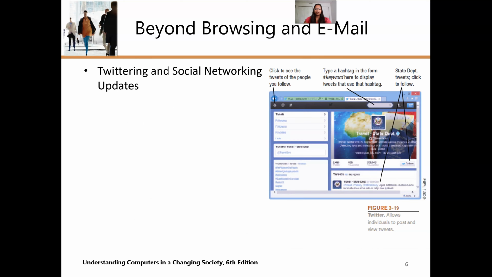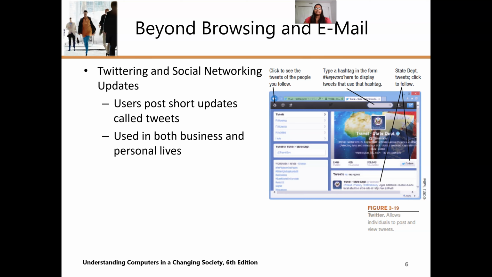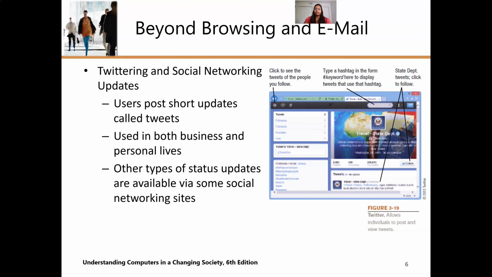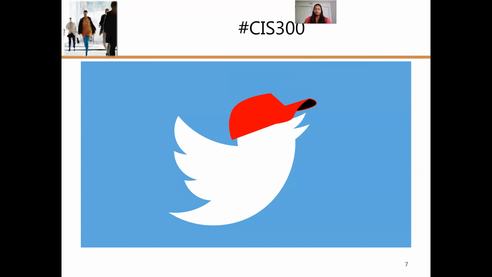Moving on. Twittering and social media updates. Twittering refers to posting short updates of up to 140 characters. They are called tweets, and they are about what you're doing or what you're thinking at the moment, posted to the social network. Individuals see the tweets of people they follow on Twitter, and they can also view other tweets by searching Twitter for key terms or hashtags. Twitter is used today to get updates on weather, ask for assistance with problems, or to conduct information searches. So it's hashtag CIS300.